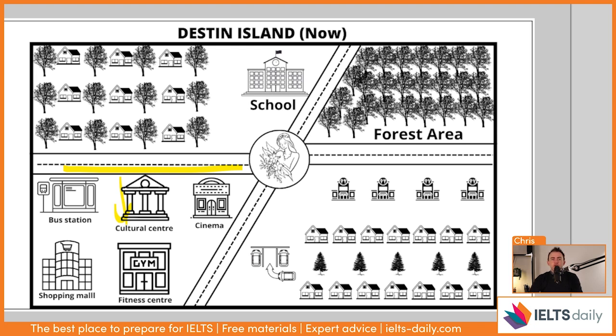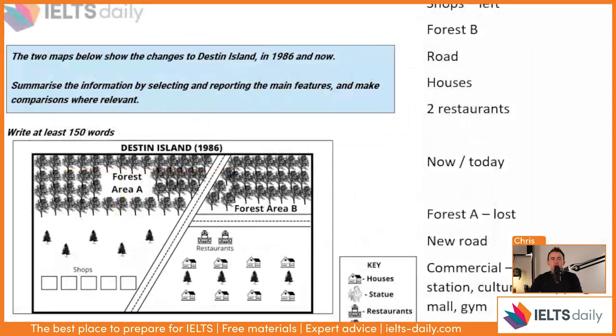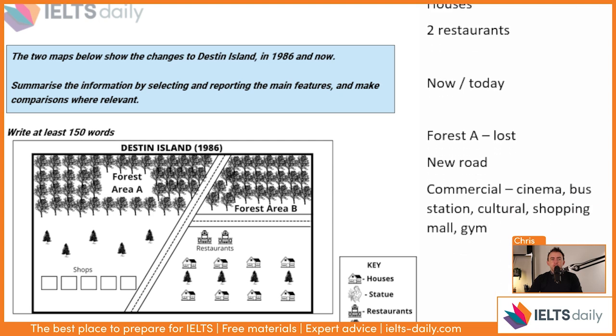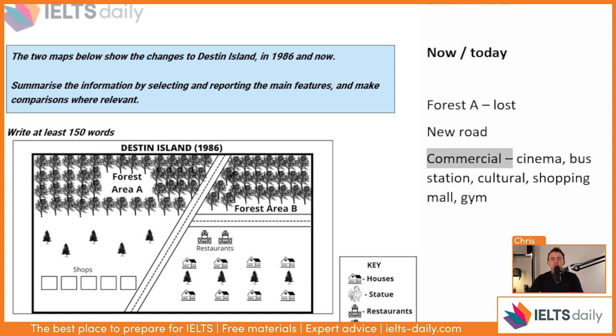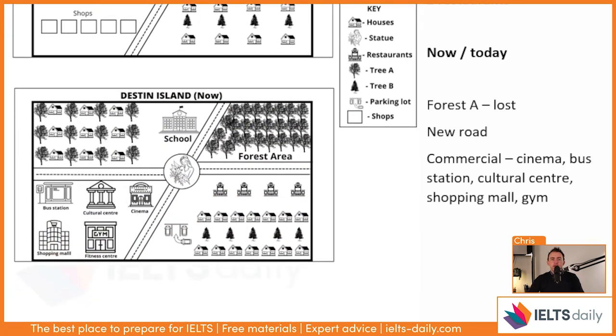I'll just show you those on the notes that we've made here. On here, we've got now today. We've said that Forest A has been lost. There is a new road. There's a commercial centre or cinema with a bus station, cultural centre, shopping. I think it was called a cultural centre, shopping mall, and a gym. Those are the new things that we can see below. And if I just bring that here, you should be able to see that there. So five things on the left.